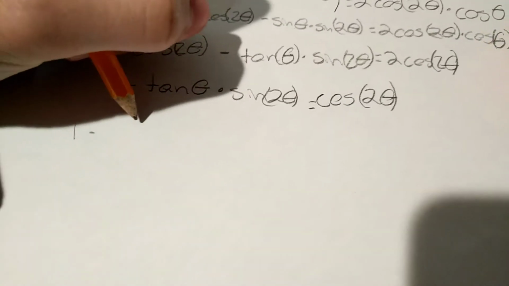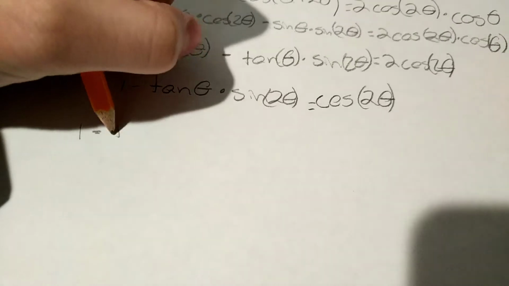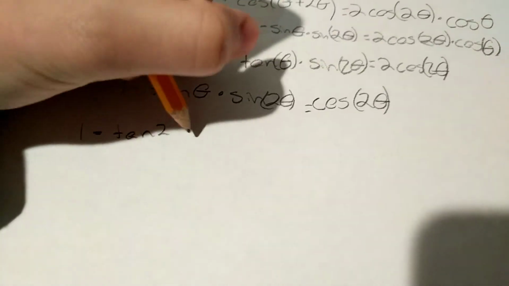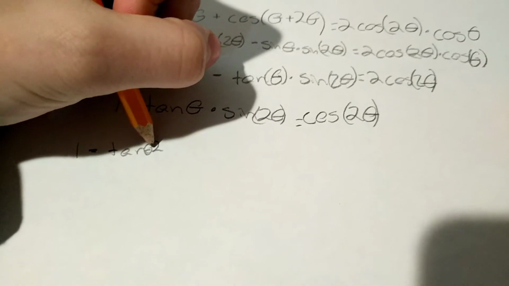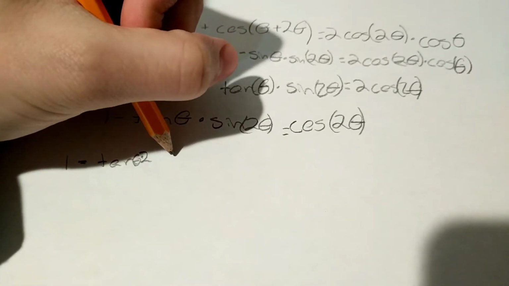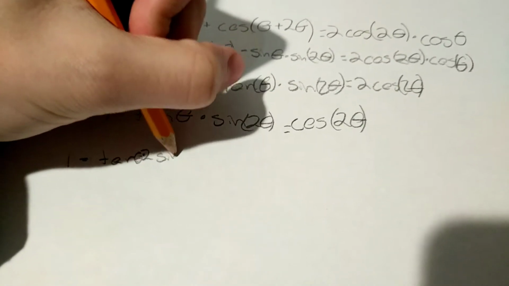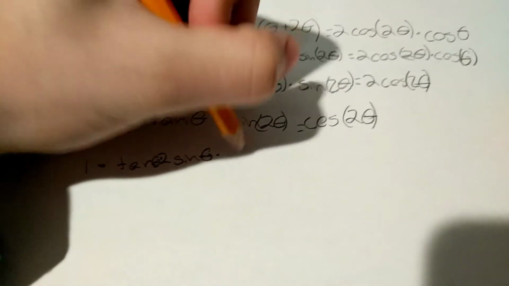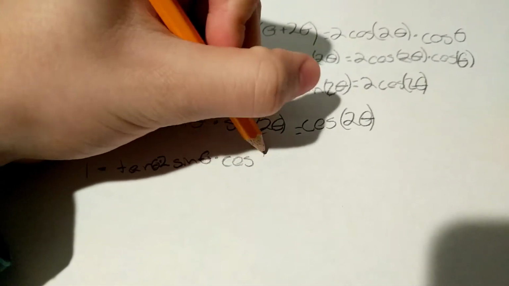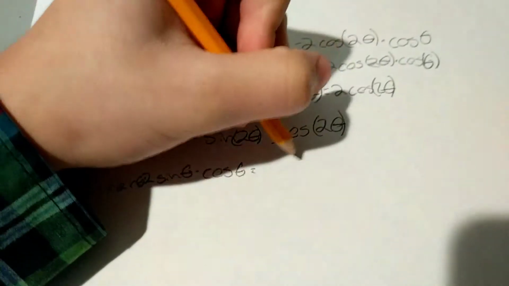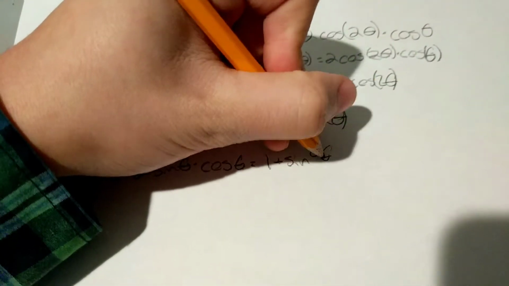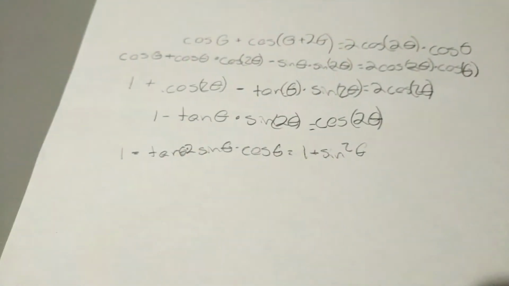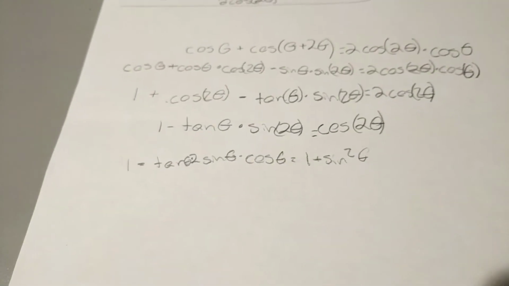So I get 1 minus tan of theta times 2 sine of theta times cosine theta equals 1 plus sine squared of theta. Okay, now right here, you might be able to see how we could solve it.